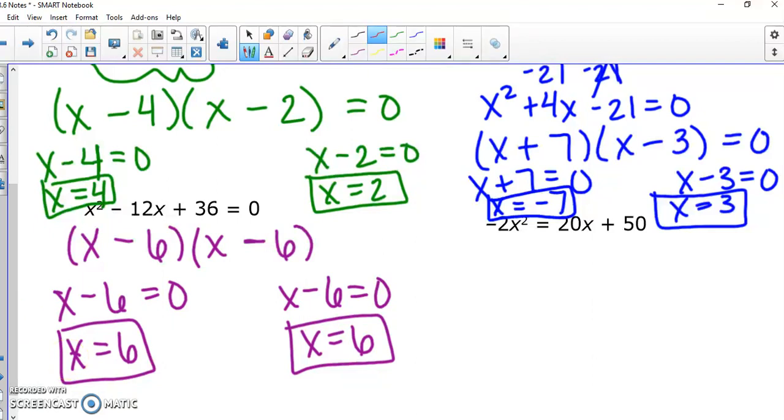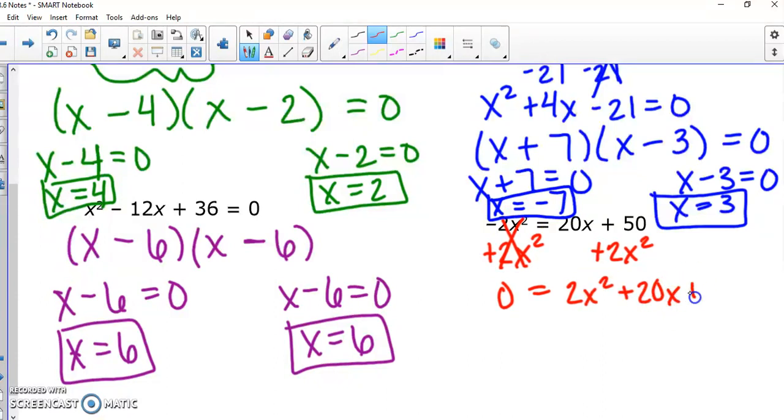Okay, and then the last one, remember we want to set it up correctly so that we have it equal to 0 on both sides. So I'm going to add 2x squared to both sides, so that way those will cancel out over here and I'll have 0. And then I'll have 2x squared plus 20x plus 50, and make sure you note how I'm writing it in standard form.